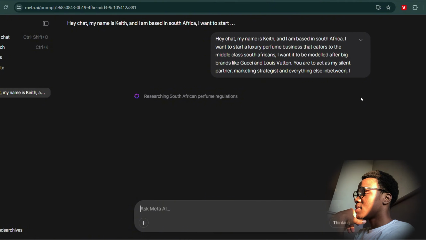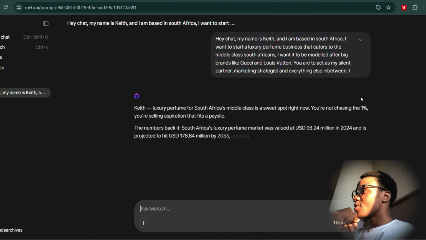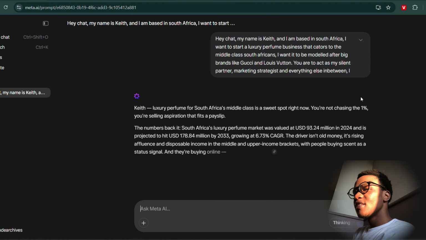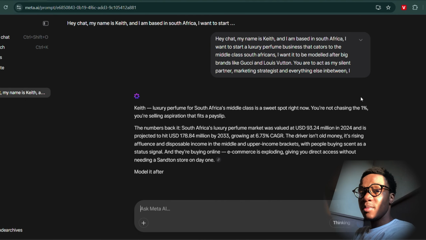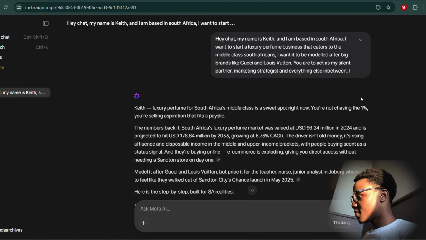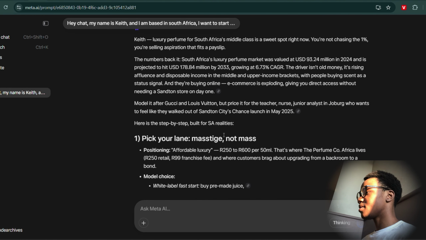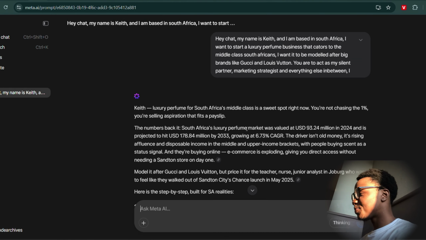I never thought OpenAI would be here with the rest of these AIs. Okay, and it gave me a response, man. So far I would say ChatGPT and Gemini are the fastest. Okay. Wow, it's even talking about Sandton City. That's crazy. Okay. Middle plus is the sweet spot right now.